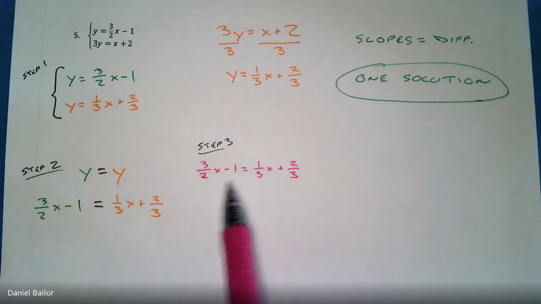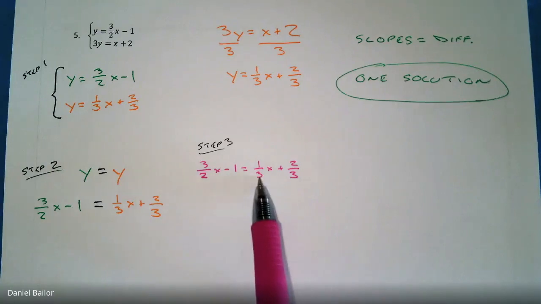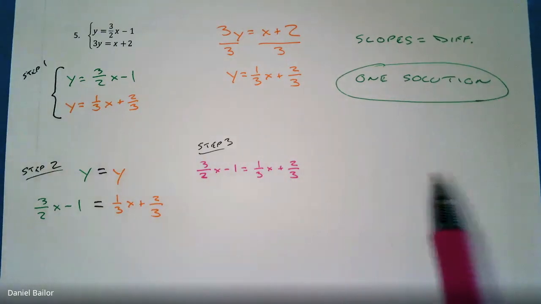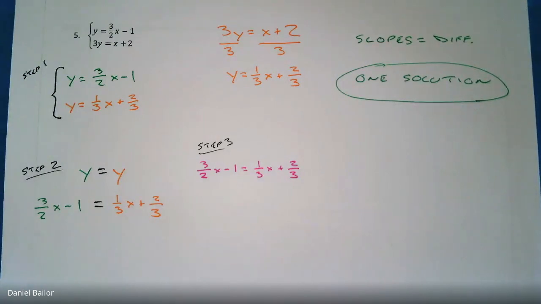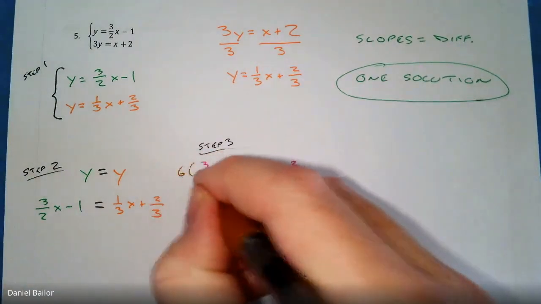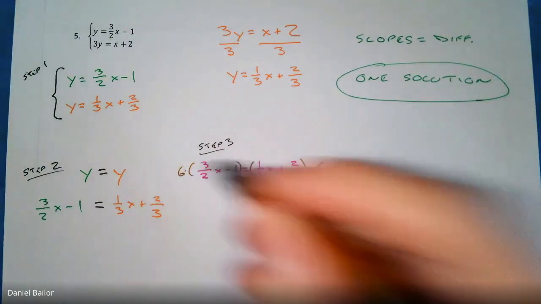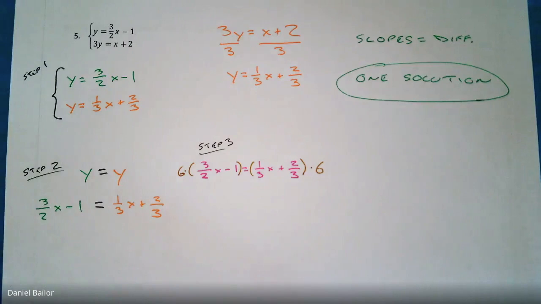Now, you might be saying, how do I do that? There's 2's and there's 3's. This denominator has a 2. This denominator has a 3. How do I make the denominators go away? Well, can you think of anything that has 2 and 3? What has 2 and 3 is 6. So you multiply both sides by 6 to make the denominators go away. Let me show you how that works.